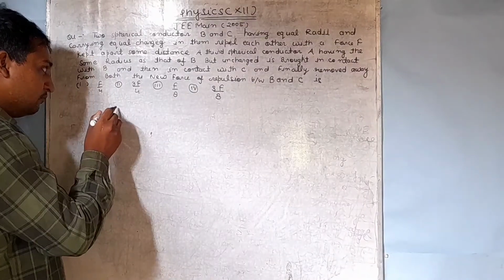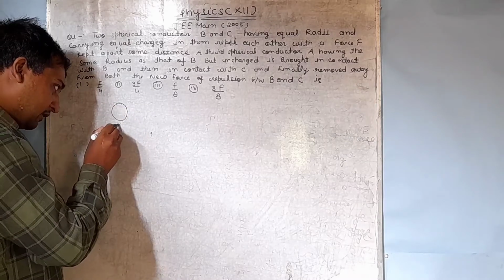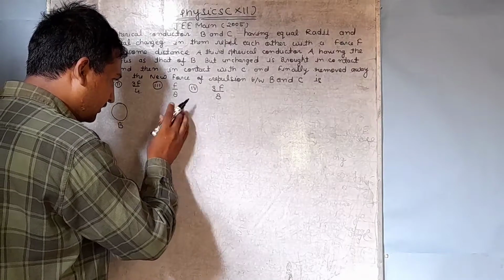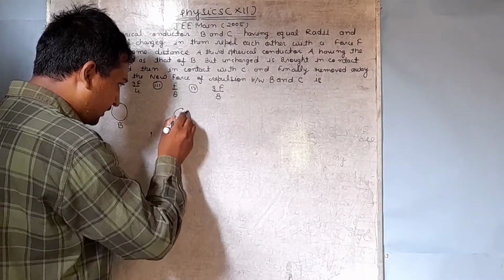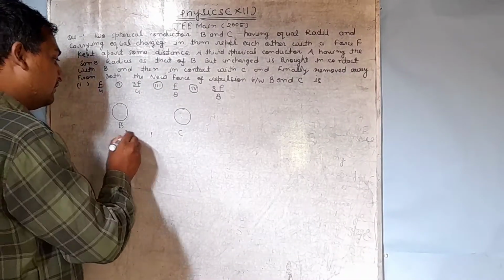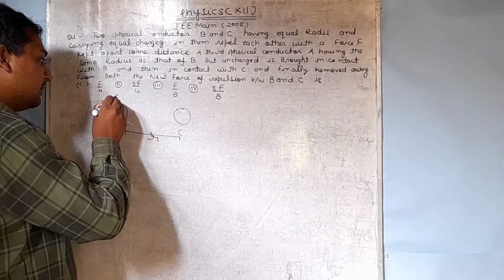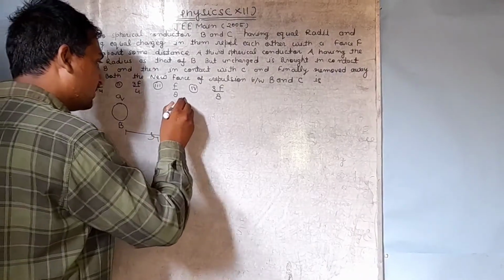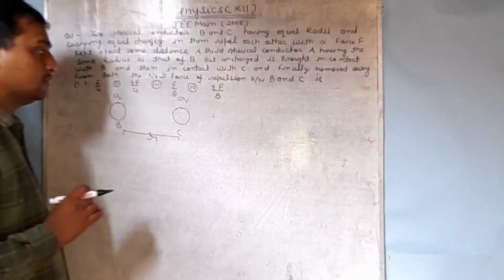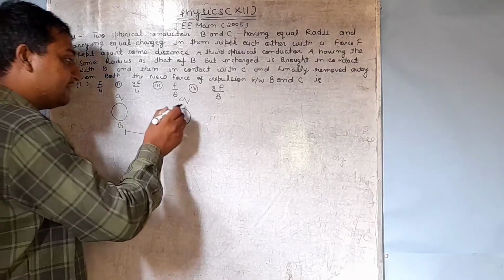Two spherical conductors, suppose this is spherical conductor B and this is spherical conductor C, are kept apart at some distance, suppose that distance is r. These two spherical conductors have equal charge, suppose the charge on each is q according to the question. Clear? Now we will neglect their radii.